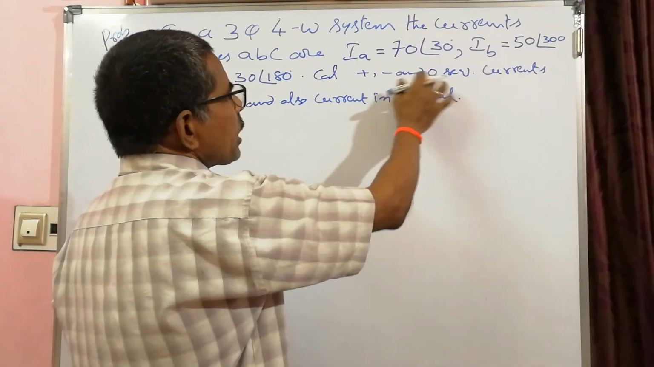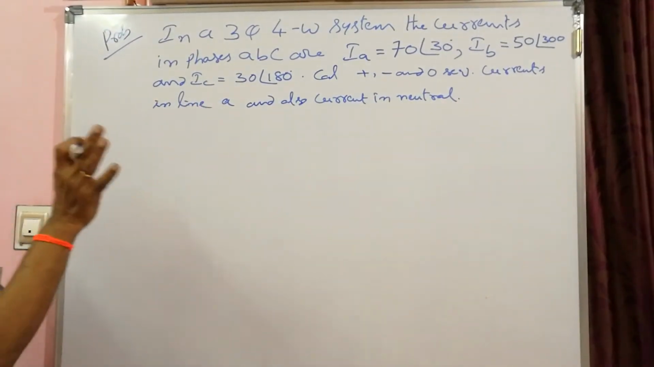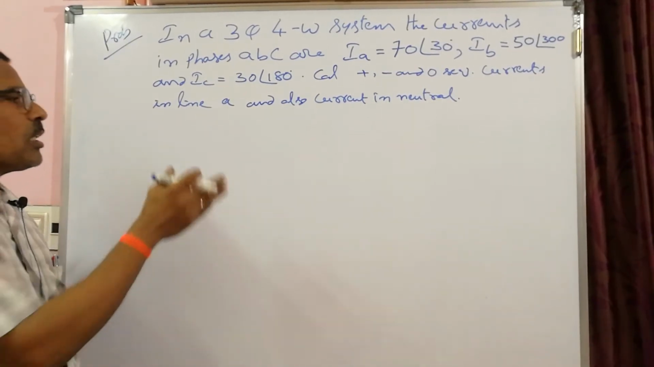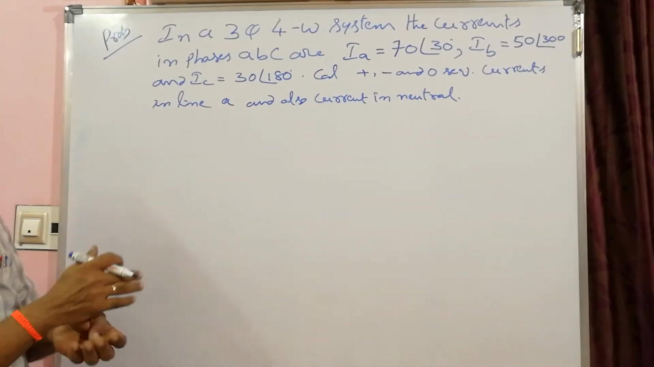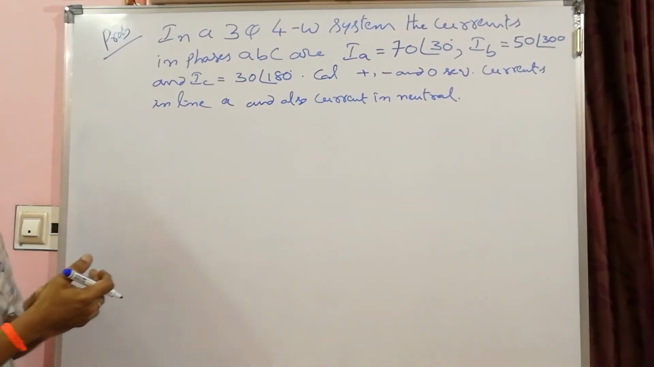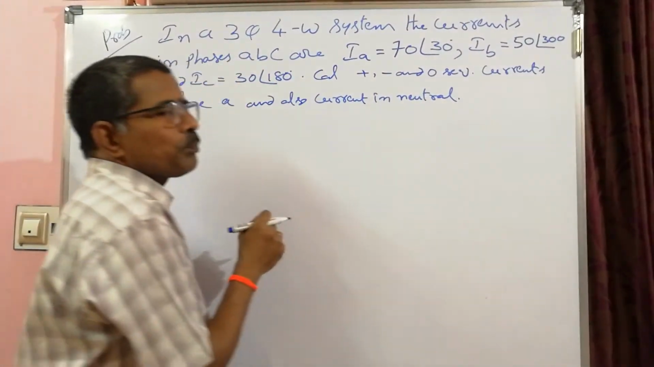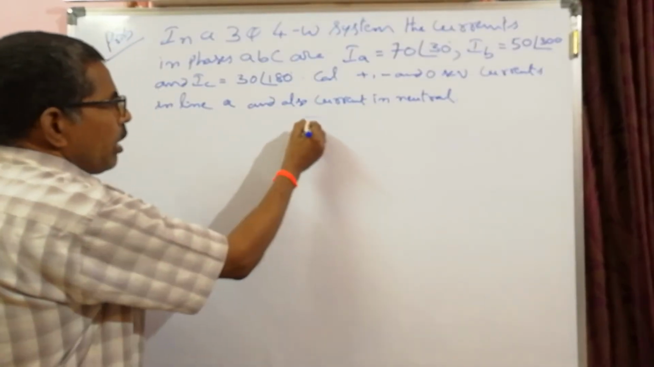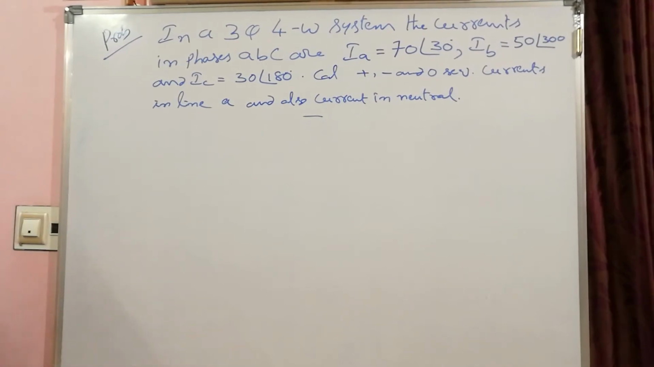You are asked to calculate sequence components of line A only. As I mentioned, bisymmetrical components means we calculate only for phase A. So that is what is mentioned, line A. Even otherwise we calculate only IA1, IA2, IA0. That's sufficient. And apart from that, you are asked to calculate the current in the neutral wire. So as before, we calculate IA1, IA2, IA0. What is IA1?